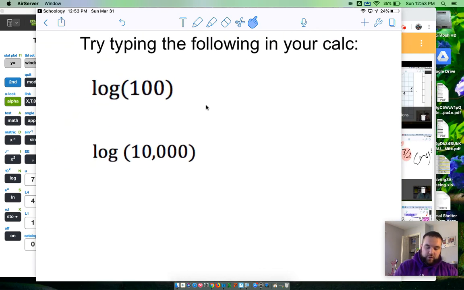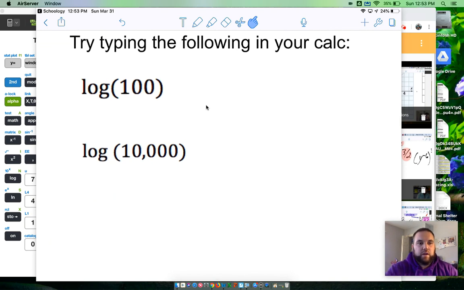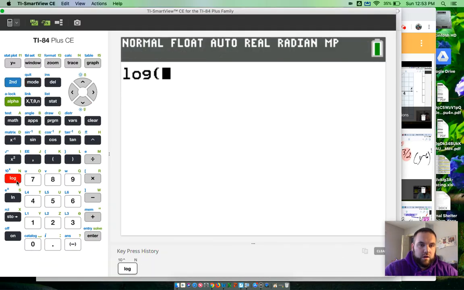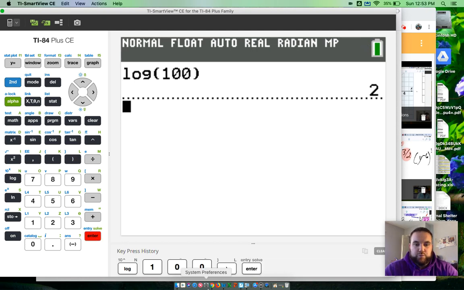So there is actually a log button on the calculator. It's on the left side here. We're going to try typing in log 100 just to see what that looks like. If I hit log, then it just asks for the argument. Again, it's already assumed here that the base is 10. So I'm going to type in 100. Log of 100 is equal to 2.